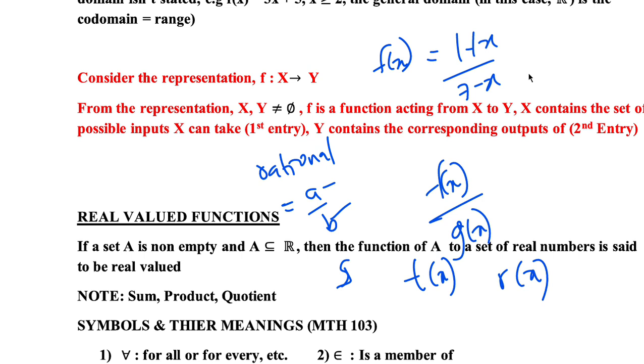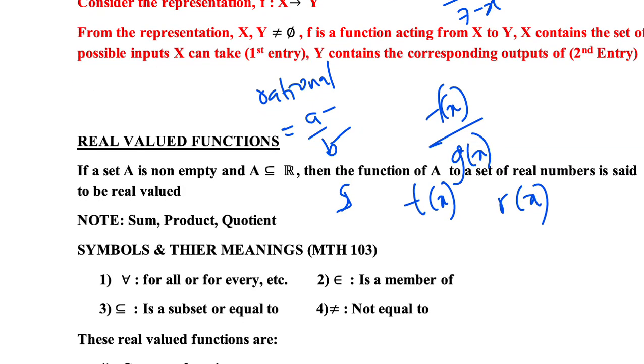Then there are some symbols that we need to understand. The first one is the inverted A, and it represents for all or for every. When you see something like that, you're talking about for all or for every. And the second is something like a curved E. This is what it means: is a member of.